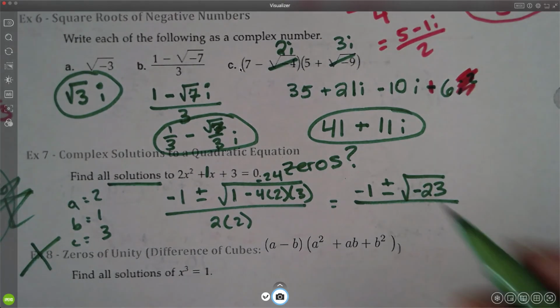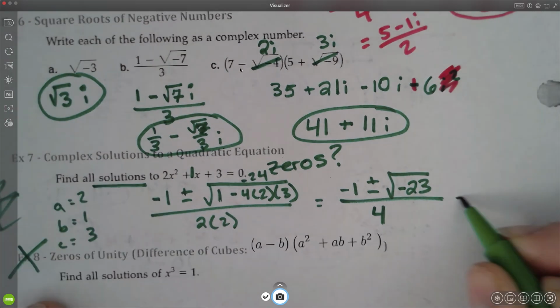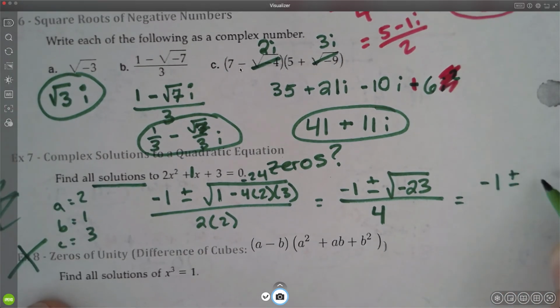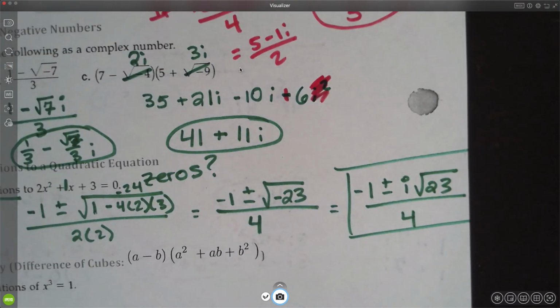Okay, so we can put i's in it. The only thing that we can simplify right now is the square root of negative 23, and we can make it i times the square root of 23, all over 4. There you go. So basically this says he has zeros that exist at this place right here, which is imaginary.